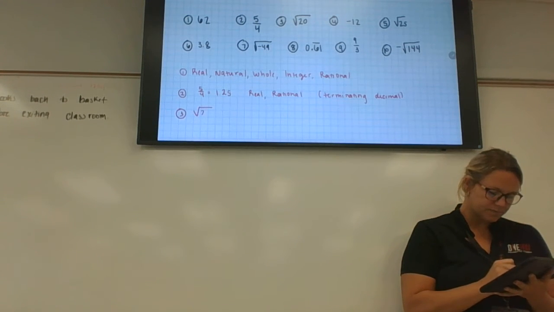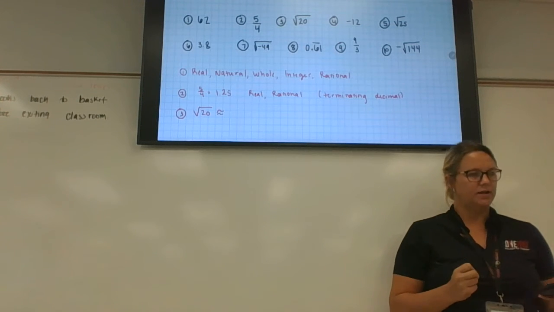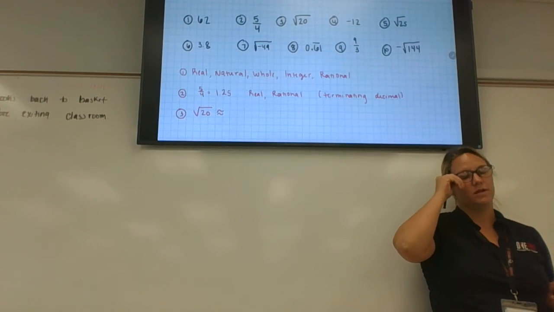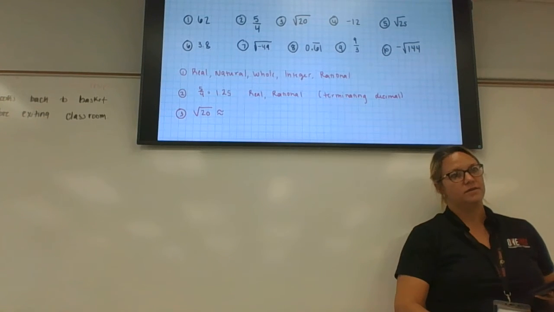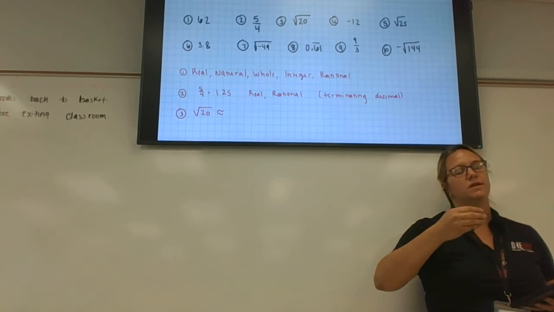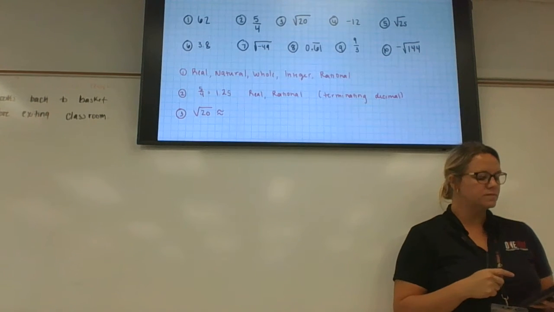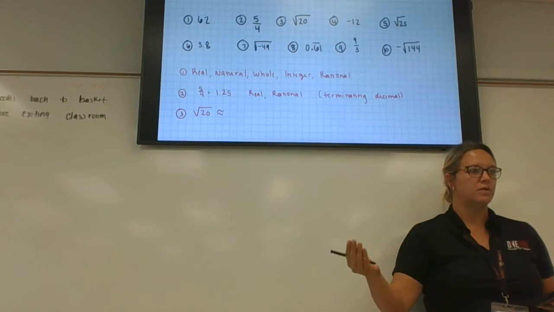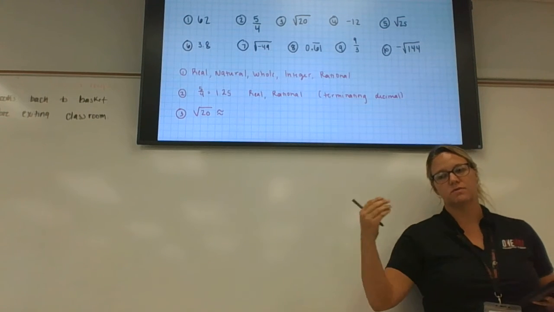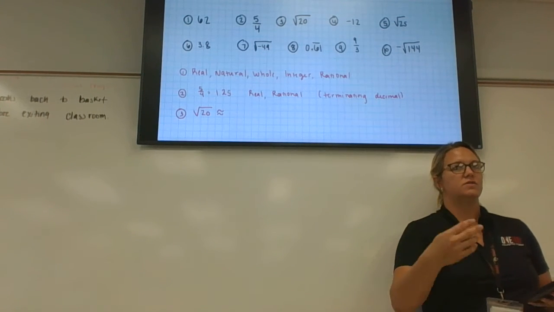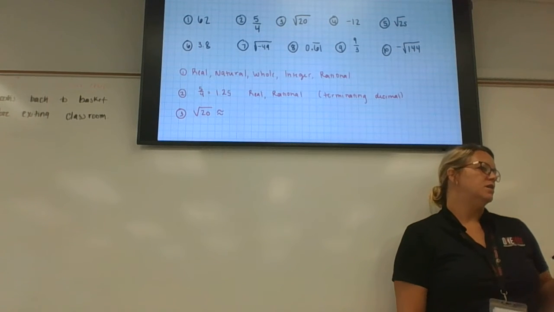Okay. If I had to write the square root of 20 as a decimal, I'd have to use squiggles because when I write it down, I have to round it. It doesn't equal anything exactly. It's something between 4 and 5 because the square root of 16 is 4 and the square root of 25 is 5. So the square root of 20 is something in between there.